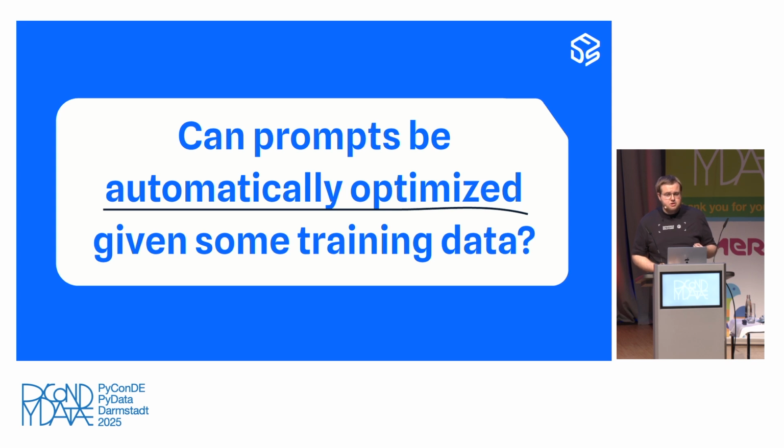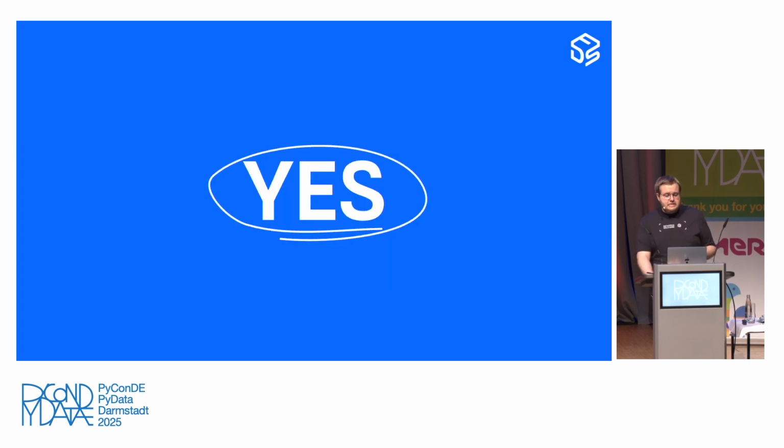This naturally raises the question: can prompts be optimized automatically by being provided with some training data? And the very short answer is yes. And with that, I hand it over to Iryna, who will explain how exactly it's possible to do that.